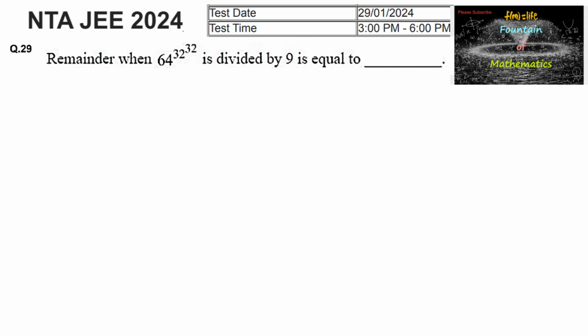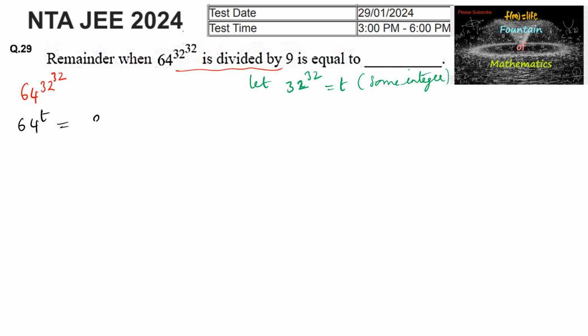Find the remainder when 64 to the power 32 to the power 32 is divided by 9. So let us consider 32 to the power of 32 is equal to, say, some t, some big integer. So we can write this as 64 to the power t, which is equal to 8 square whole power t, that is 8 to the power of 2t.